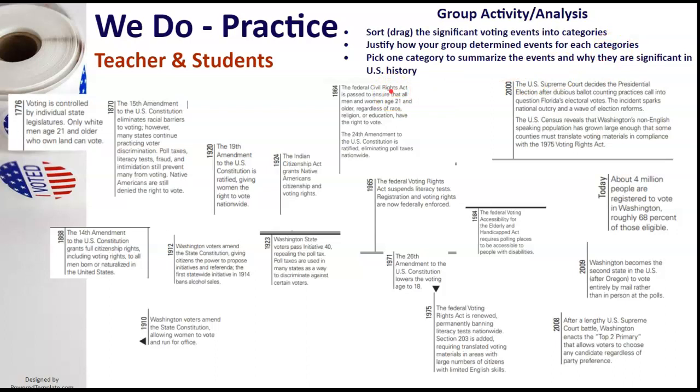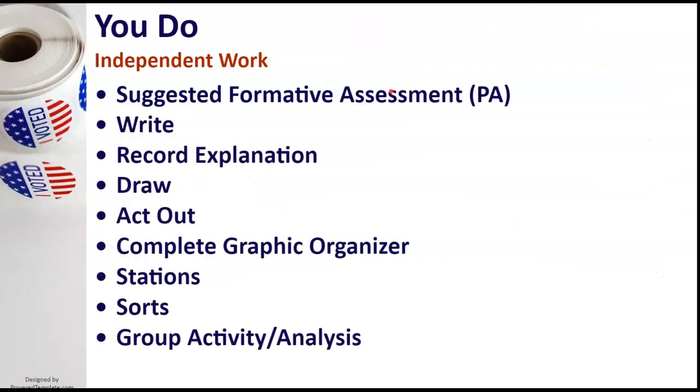So basically, what we've just done, we've taken the content of the whole group, and now we've asked students to process. We've asked them to categorize the history of voting in America from 1776 through today into categories, justify how each component fits within that category, and then as a group, they have to summarize the events and why they're significant in U.S. history.